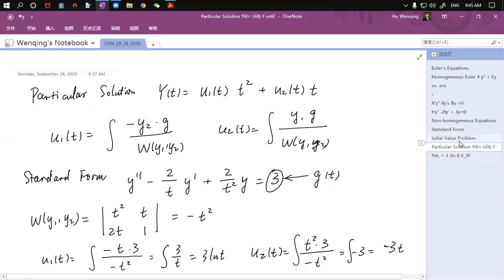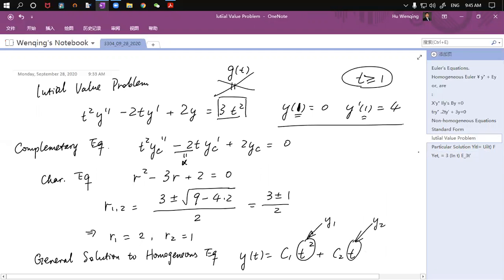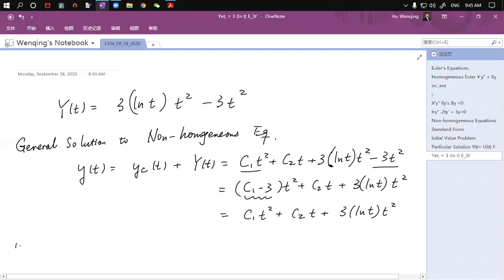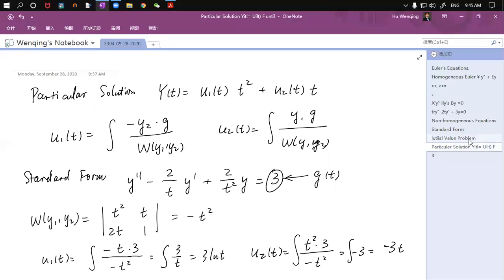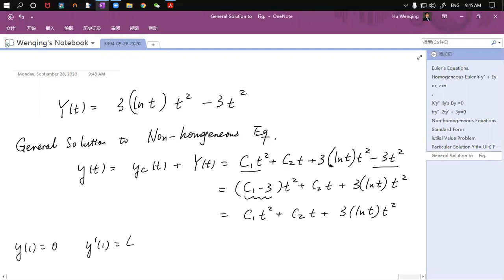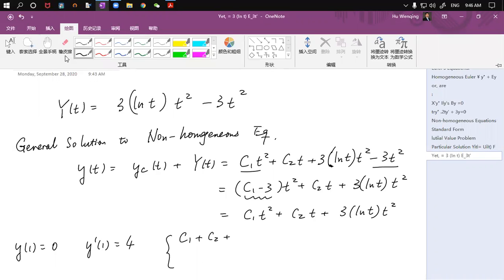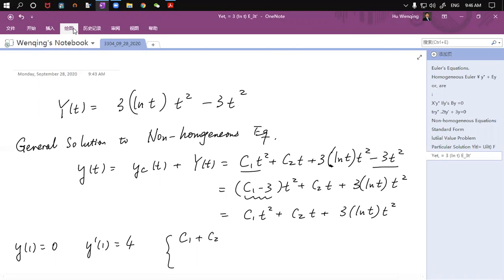You want to also find the particular solution. So y(1) is 0, y prime of 1 is 4. You have to make use of these initial conditions, and if you use them, you get a system of equations. If you set t equal to 1, that's C1 plus C2 plus 3 times the logarithm of t, which is 0 at t equal to 1, so you have nothing there. So this is going to be equal to 0, so C1 plus C2 equals 0.